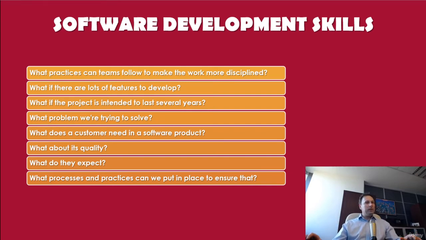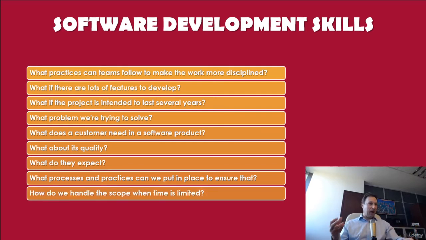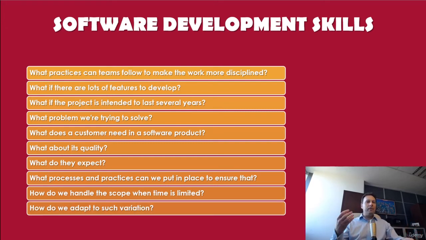Now, planning all this can be very tricky, especially with resource constraints. So how do we handle the scope when the time is limited? How do we deal with changes to avoid scope creep? For clients, their needs might be uncertain and change over time. For developers, their rate of work could vary over time. There could be a huge difference between the productivity of one developer versus another. So how do we adapt to such variations?